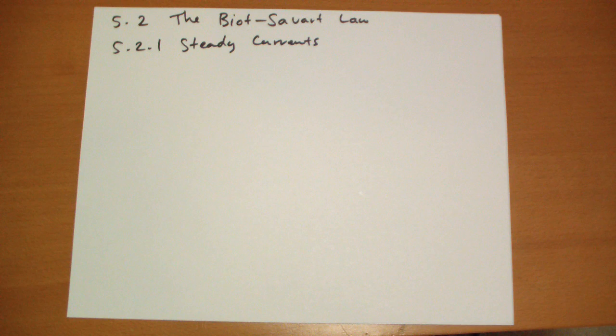Similarly, for magnetostatics, we have to have a constant magnetic field. In order to produce a constant magnetic field, we need a constant current. The current cannot change throughout the problem that we're trying to solve, right?